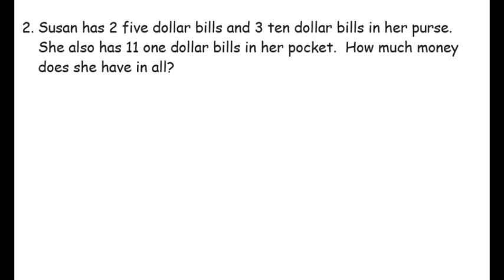The next question says, Susan has two $5 bills and three $10 bills in her purse. She also has 11 $1 bills in her pocket. How much money does she have in all? I'm going to use a tape diagram to help us solve this problem. And I'll start with my answer statement at the bottom. We'll say Susan has blank in all. I'll show the amount that she has in her purse as one tape, and then the amount that she has in her pocket as another tape.